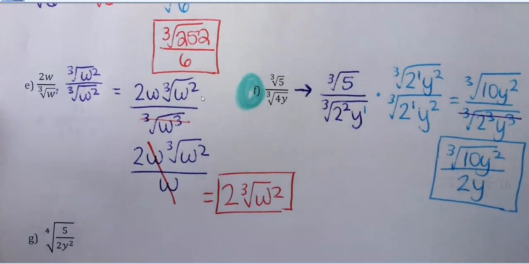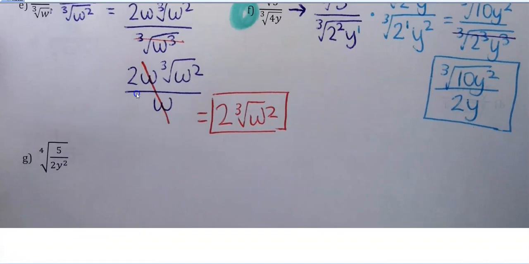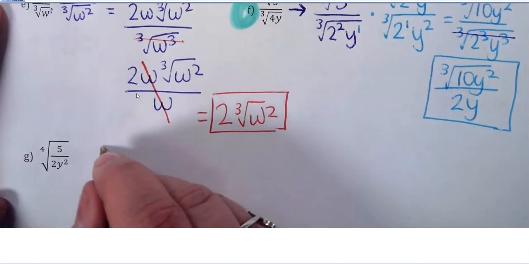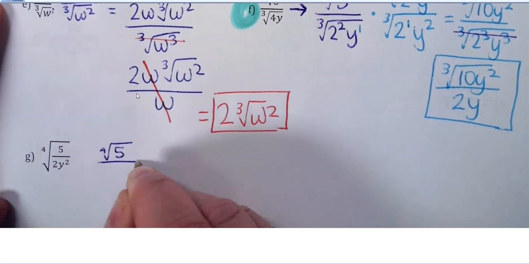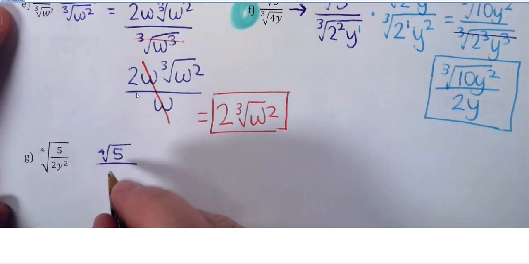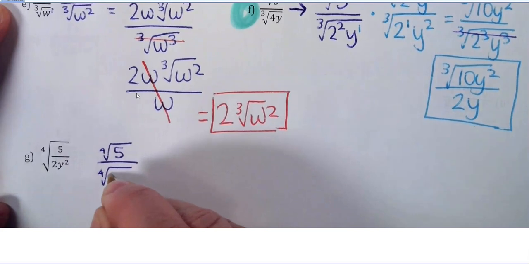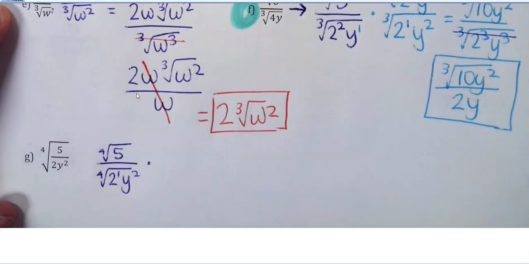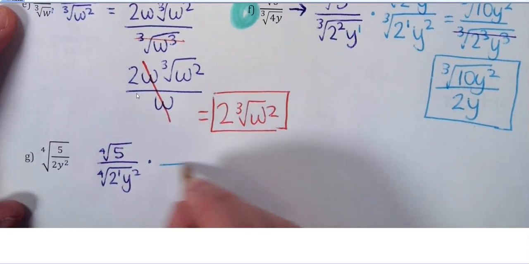All right, and I got 1 more at the bottom here. Now this one's a 4th root. So 4th root of 5, I'm not rewriting 2 as anything to a power. So I'm just going to think of that as 2 to the first and then y squared. Okay, how many more 2's do I need to create a perfect 4th root?